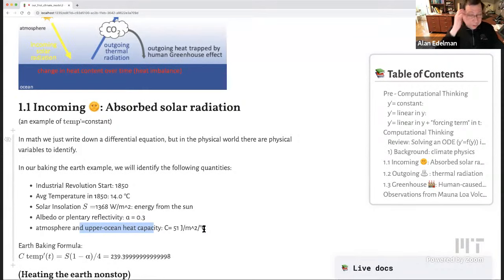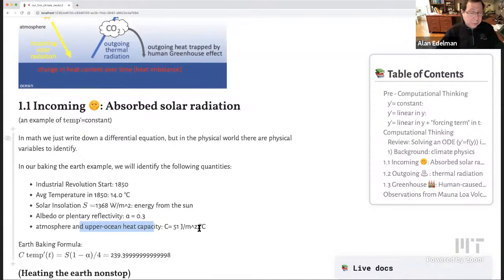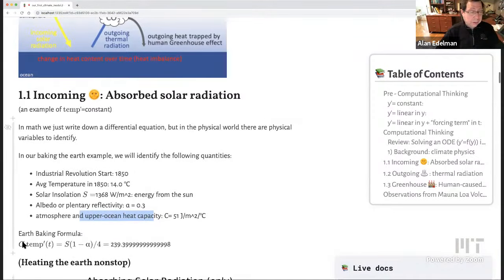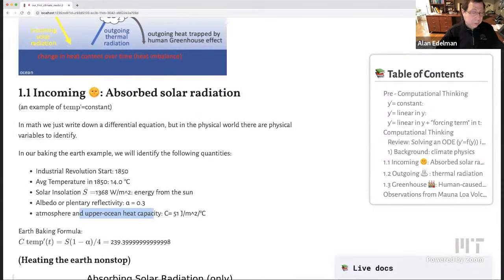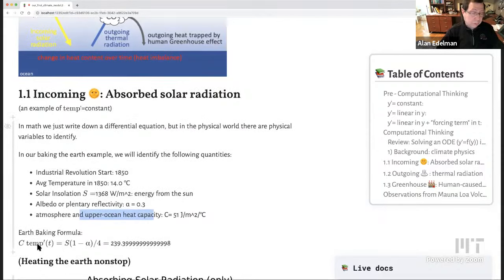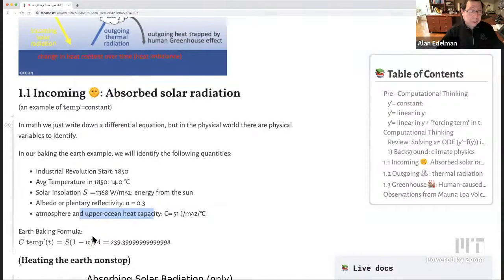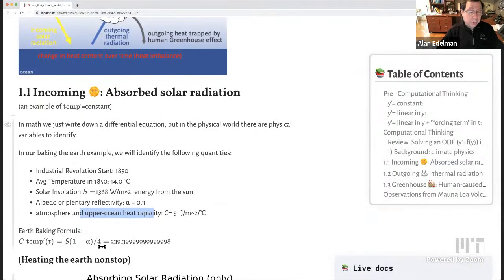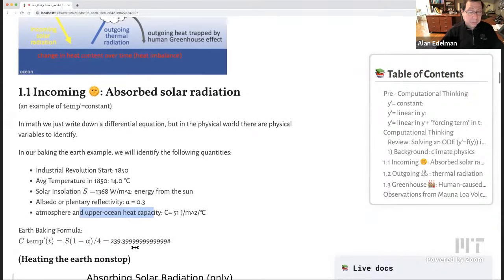But ultimately, what we're going to do is turn all these numbers into a simple differential equation, which is that the time dependence of temperature, the rate, is going to be multiplied by the C, and it's going to be equal to S times (1 minus alpha) over 4. And so it's going to be about 239.4.